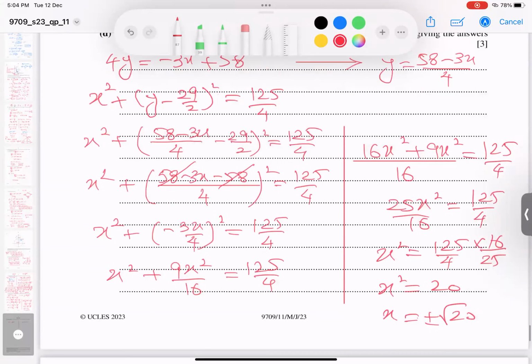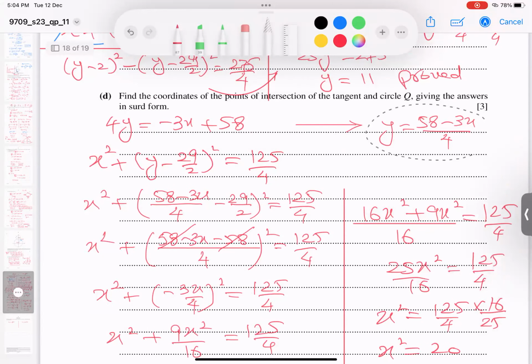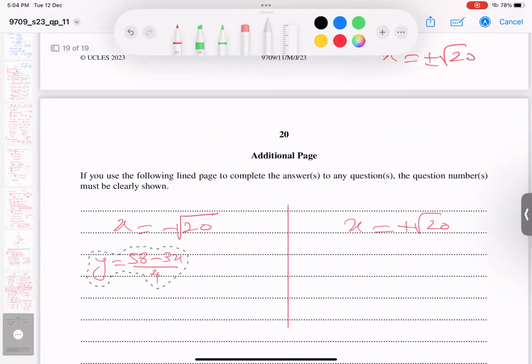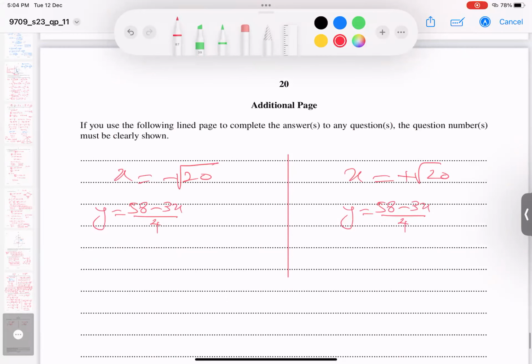Okay, the equation of this one I copy and paste here, again and again. Right, and now I'm going to find. So this will plug in here. So y equal to 58 minus 3 root 20 over 4. And same way here, 58 minus 3 root 20. Hold on, this negative becomes negative, negative, positive. But here it remains the same as it is.